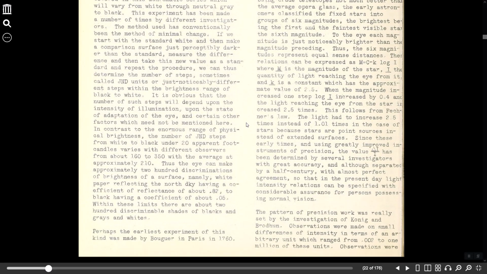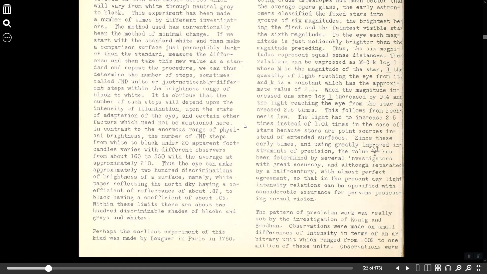It is obvious that the number of such steps will depend upon the intensity of illumination, upon the state of adaptation of the eye, and certain other factors which need not be mentioned here. In contrast to the enormous range of physical brightness, the number of J&D steps from white to black under 20 apparent foot candles varies with different observers from about 160 to 350, with the average at approximately 210.